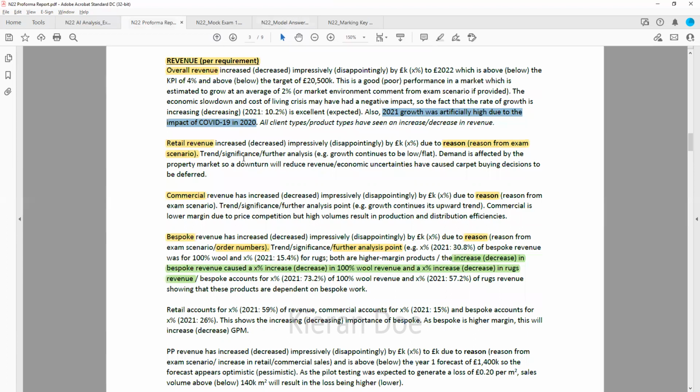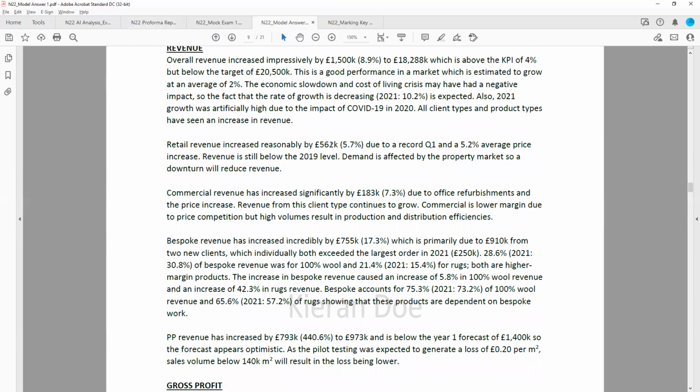Then always try to look for a further insight point. So you could say for retail, growth continues to be low or flat. Obviously, that isn't true here. So obviously, some of the points we've got here, only include them if they actually apply. Don't just copy this out. These are examples of points to consider including, depending on if they're relevant. So obviously, growth hasn't continued to be flat, has it? Because growth is 5.7%. But you could say growth has improved, or it's still below the 2019 level would be another point there, and then a context point.